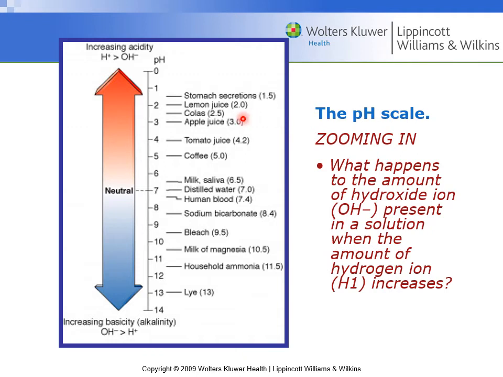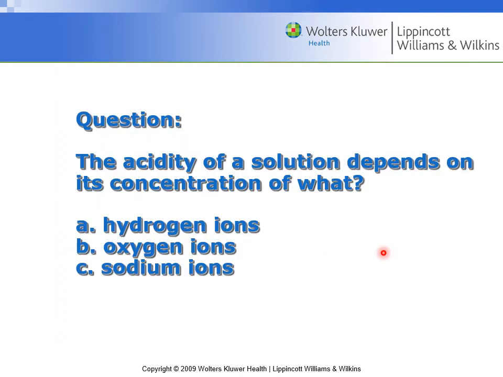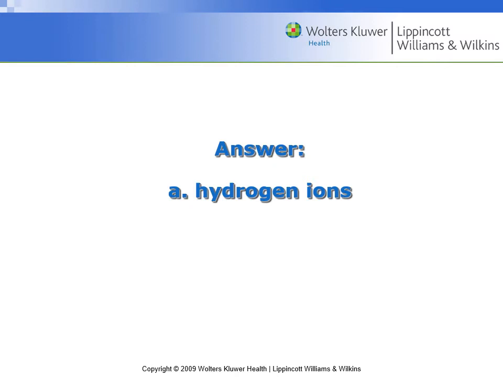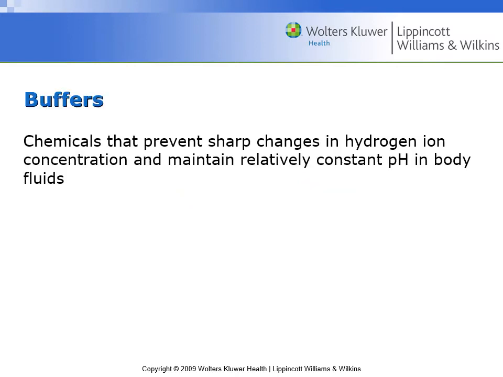All right, so this is the acid side of the pH scale. 7 again is neutral. Human blood has a pH of close to 7.4. And on the other side of the scale, sodium bicarbonate 8.4, bleach 9.5, lye 13. So therefore, acid going towards 0, base going towards 14. The acidity depends on what? And again, as we mentioned, hydrogen ions. That is very important on the scale.